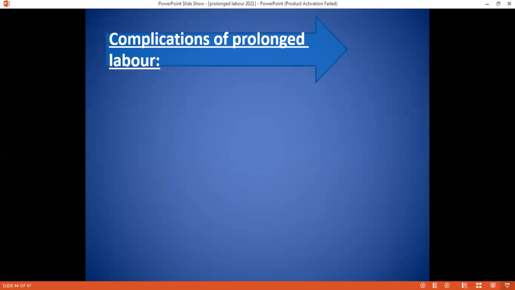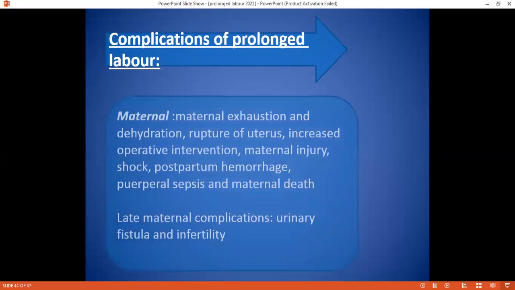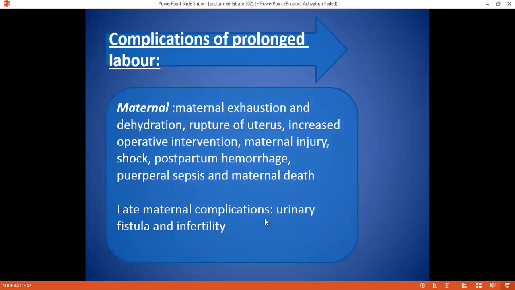Complications. This is an abnormal labor, so we expect complications. Always mention the maternal and then the fetal. Maternal complications: maternal exhaustion, dehydration, rupture of the uterus, which is an important life-threatening complication, increased operative intervention in the form of forceps, ventouse, maternal injury and laceration to the genital tract, shock, postpartum hemorrhage, puerperal sepsis because of a prolonged labor and frequent vaginal examination, and possibly maternal death may happen.